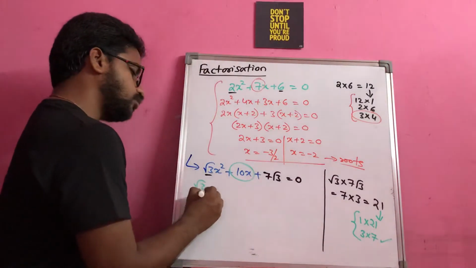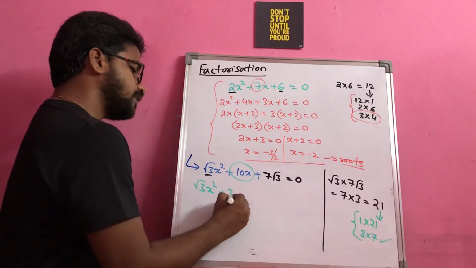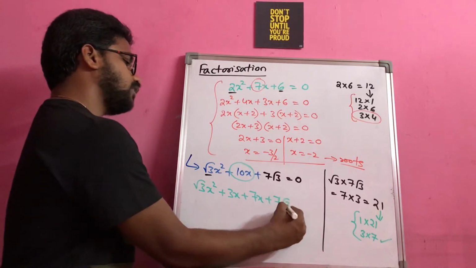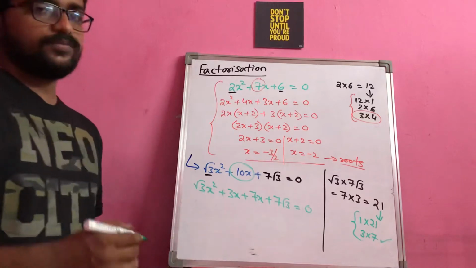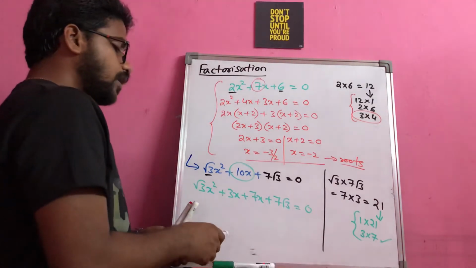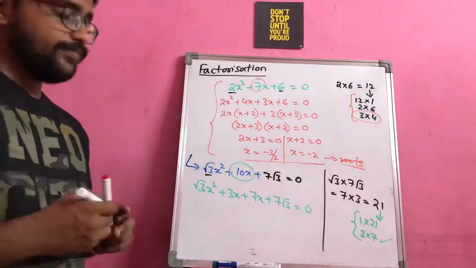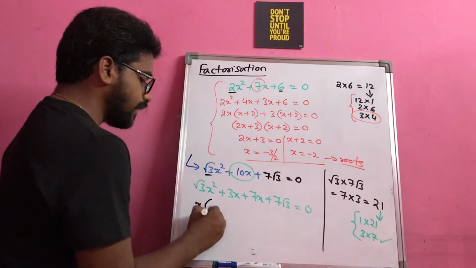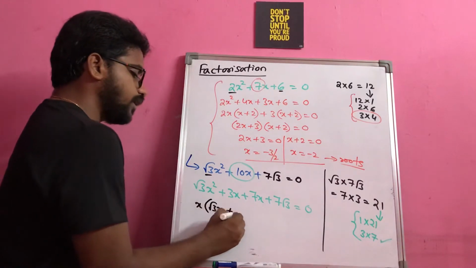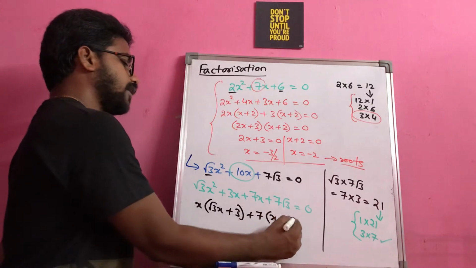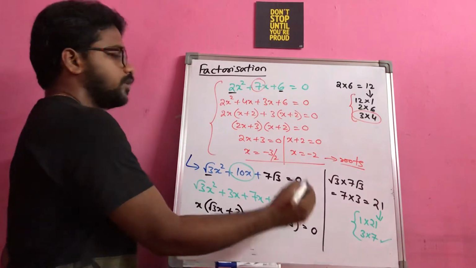So what I will do: root 3x square plus 3x plus 7x plus 7 root 3 is equal to 0. This is our basic step. Now the question is how to do the further factorization. Here you see, in these two terms you can take x as common and you will get root 3x plus 3. From these two terms 7 can be taken common, and x plus root 3 is equal to 0.